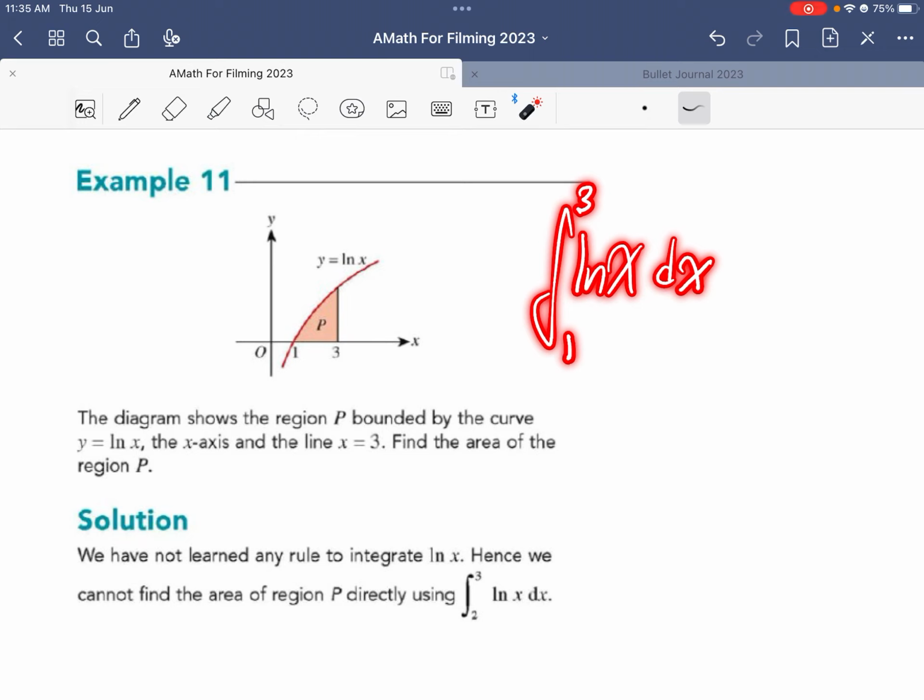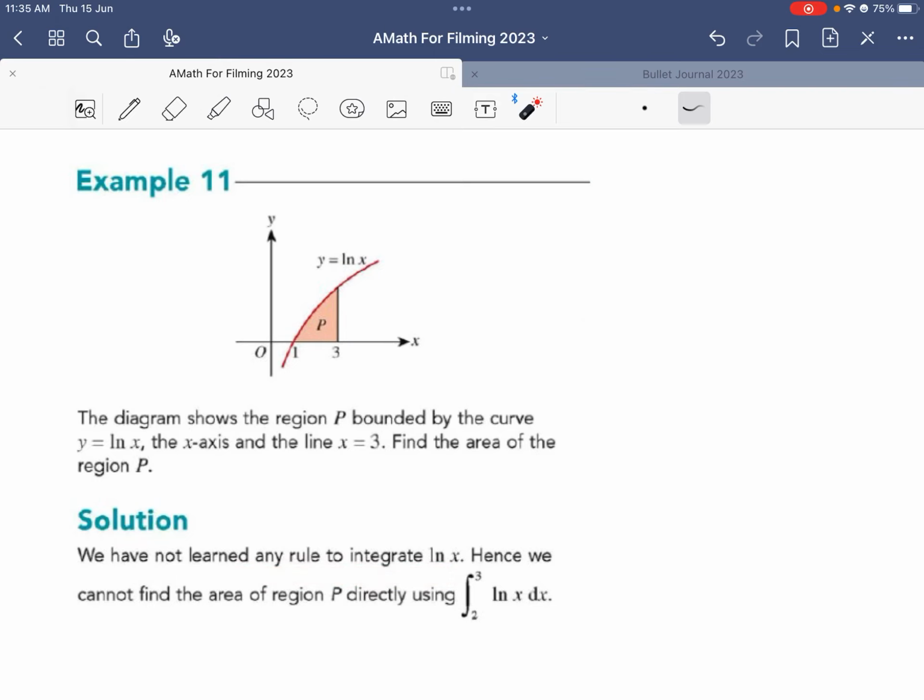Then we pause for a while. I don't think I've learned how to integrate ln x. So there's no rule that I've learned to integrate ln x till this moment in time. So how now? What we can do is this.